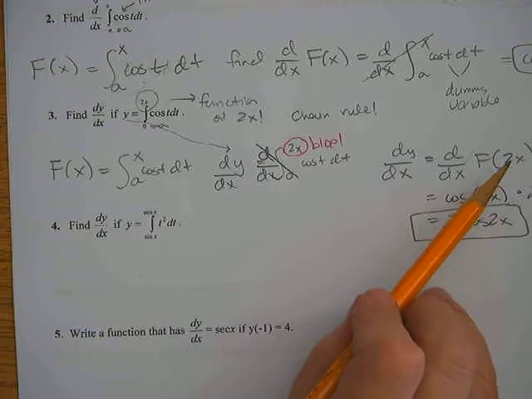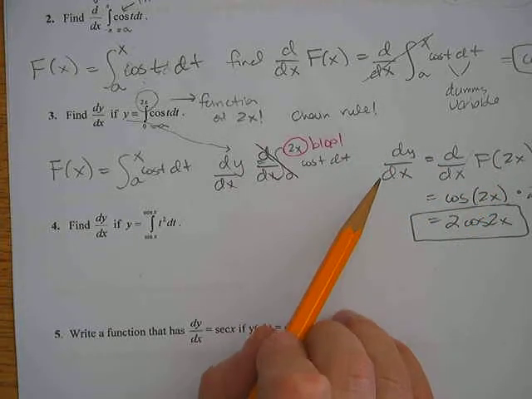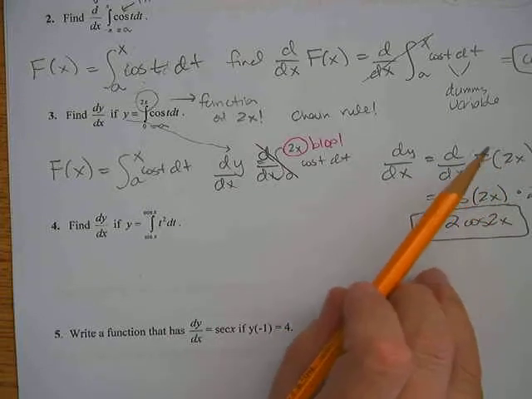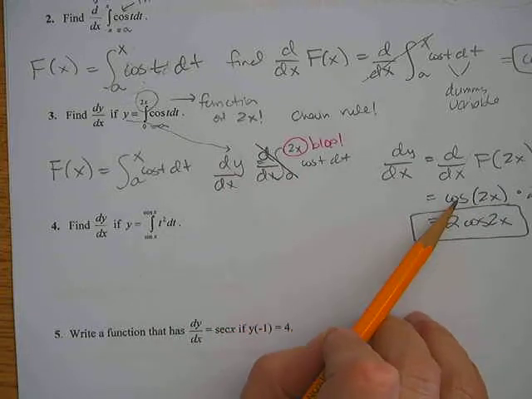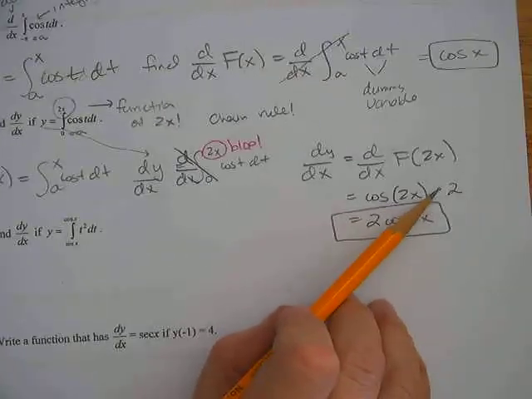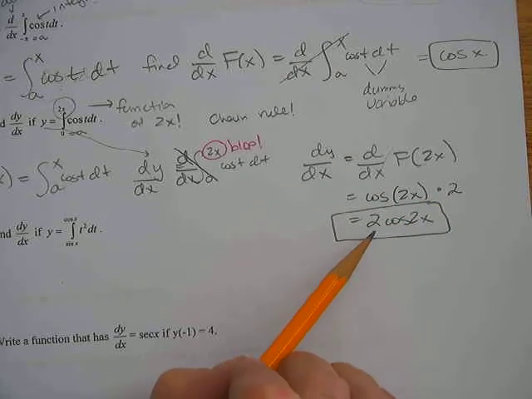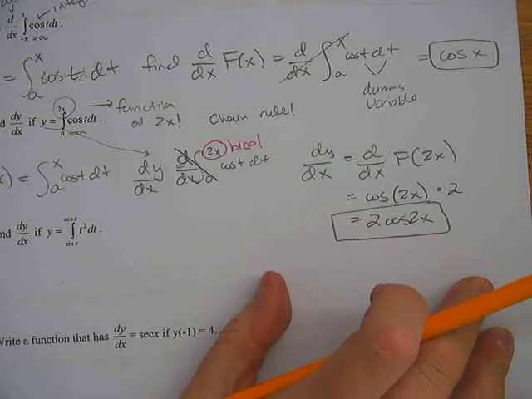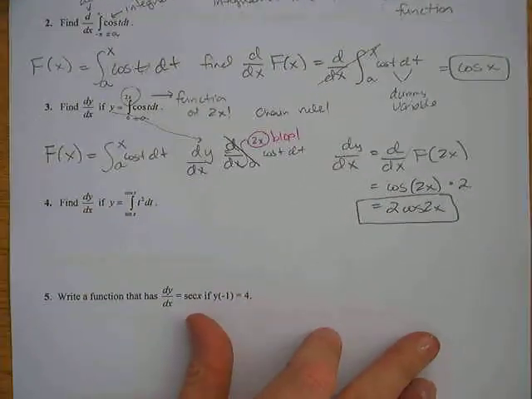If it were a function of x, it would look like this. So it's like this function, but with a 2x in place of x. And I'm taking the derivative of this function of 2x. So the derivative of the antiderivative is just the cosine, but it's the cosine of 2x, and then times the derivative of 2x, which is 2. And so that's our final answer, 2 cosine 2x.